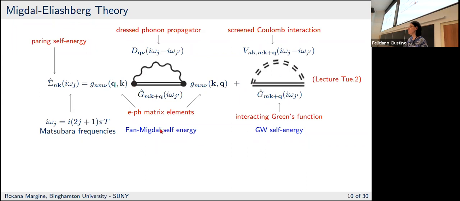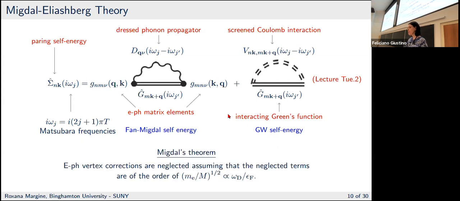The first term is the Fan-Migdal self-energy that was introduced yesterday by Feliciano. These vertices here are the electron-phonon matrix elements, D here is the dressed phonon propagator, and G is the interacting Green's function in the normal state. And then we have a second term, which is the screened Coulomb interaction. This is the same as the GW self-energy. In this case, we are only keeping two terms, one that comes from the electron-phonon interaction. This is called the Migdal approximation in the normal state.